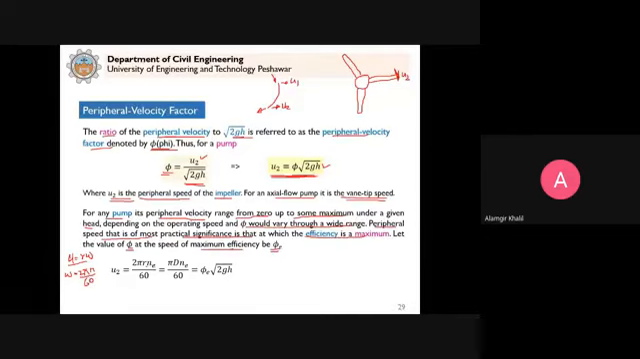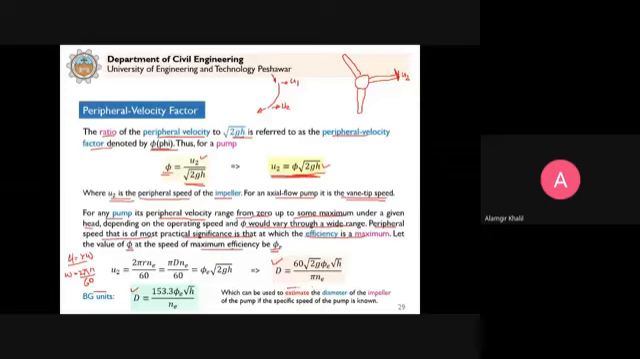Now this U2 is equal to phi e into under root 2gh. And from here, we can get the diameter of the impeller of the pump. Similarly, in the BG units, this is the diameter that can be written in terms of head, rotative speed, and peripheral velocity factor corresponding to the maximum efficiency. So these equations are then used to estimate the diameter of the impeller of the pump if the specific speed of the pump is known. So you see, we are using this in the preliminary design of the pump. We can estimate the diameter of the pump if we use this peripheral velocity factor.